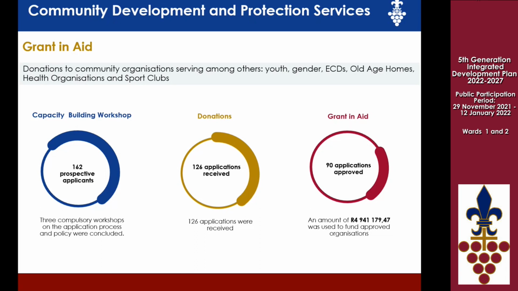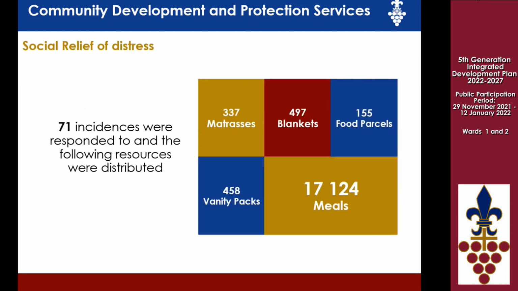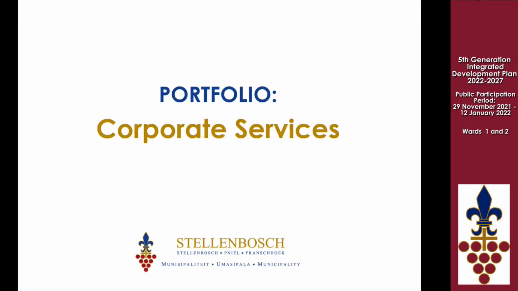And then finally in grant in aid, an amount of 4,941,179 Rand and 47 cents was used to fund the approved organizations. Social relief and distress: 71 incidences were responded to, and the following resources were distributed. So 337 mattresses, 497 blankets, 155 food parcels, 458 vanity packs, and a total of 17,124 meals.